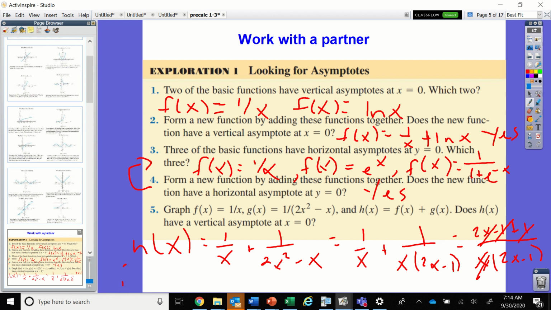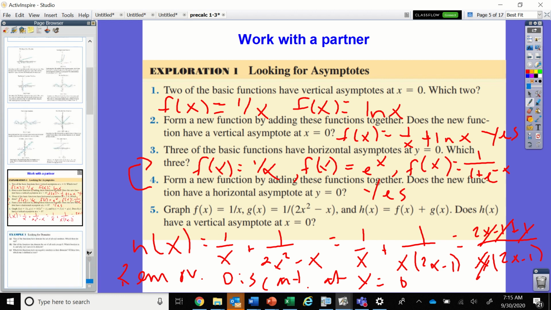We would have a removable discontinuity at x equals 0 there. So it's kind of interesting in that case. And again, you could have graphed it to see exactly what was happening there. But interesting in that case how it differed from the previous one in number 3 and in number 2.